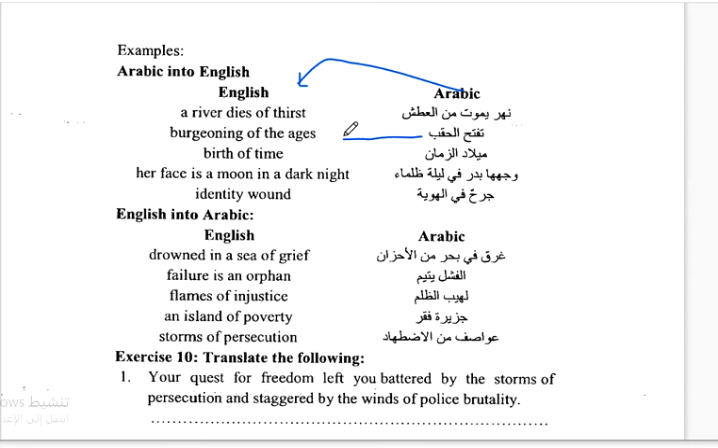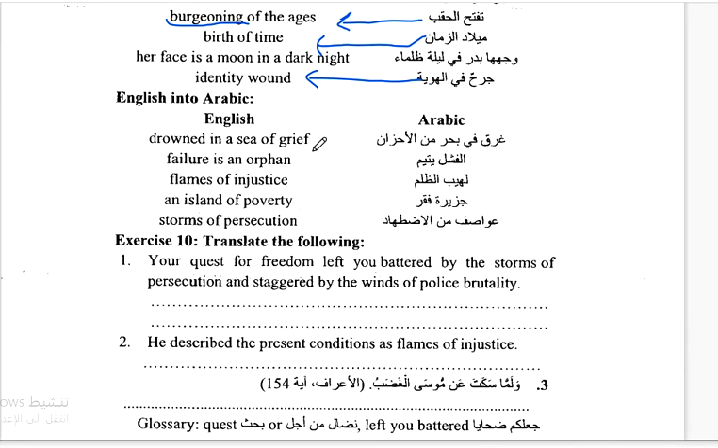تفتح الحقب, burgeoning of the ages. تفتح الحقب بمعنى الازدهار، يعني ازدهار بمستوى عالي. ميلاد الزمان, birth of time. جرح في الهوية, identity wound. Okay, these are the examples from Arabic into English. Now from English into Arabic.